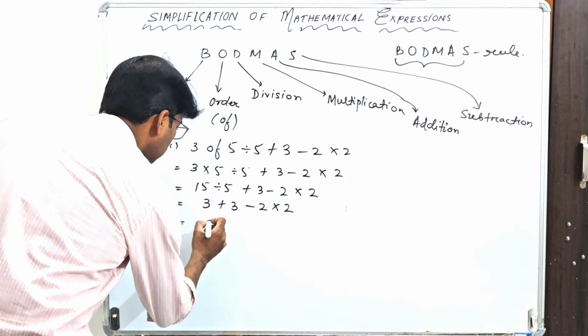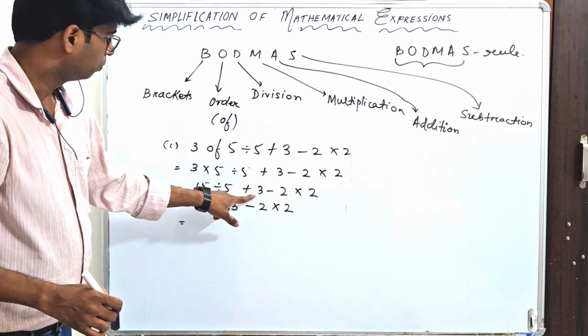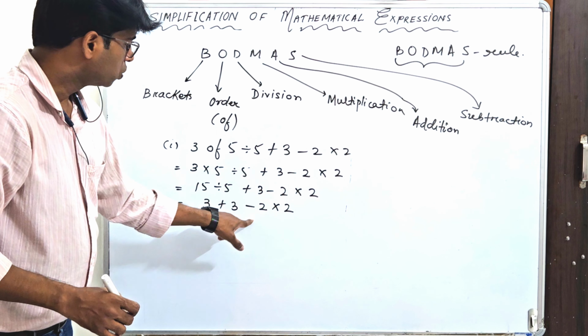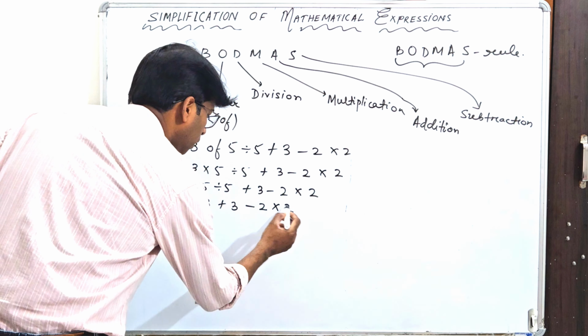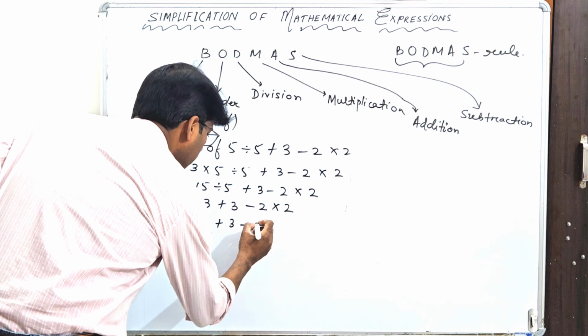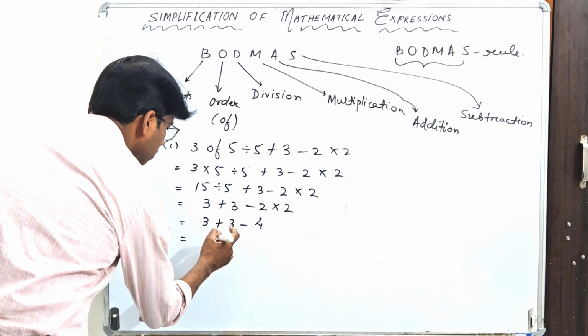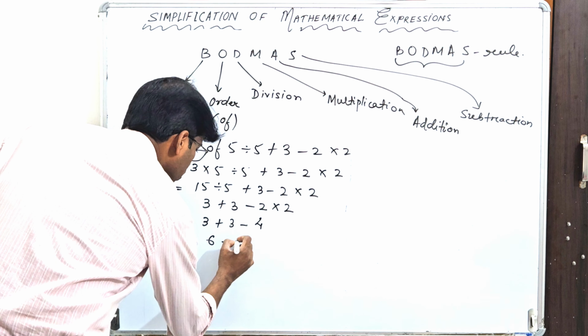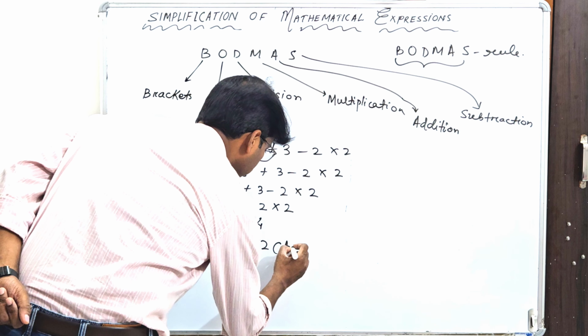This is equal to, now you see, after division what we got? Here plus 3, then minus 2 into 2, but after division we have to multiply. So you see this 2 into 2, that is 4. Now what you have to do? Addition. So 3 plus 3 how much? 6 minus 4 is equal to how much? 2 here. So this is your answer.